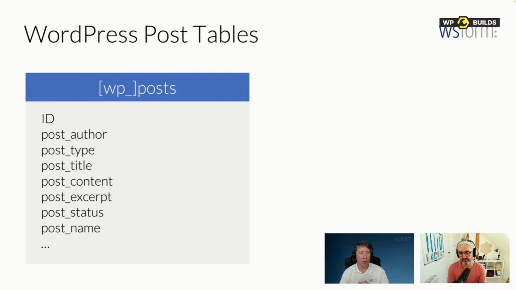identifier, the post author, which is the person that authored that post, the post type, which is the type of post, and we'll come on to that in a moment. And you've got other things like the title, the content, the excerpt, etc. There's actually quite a few fields in there.